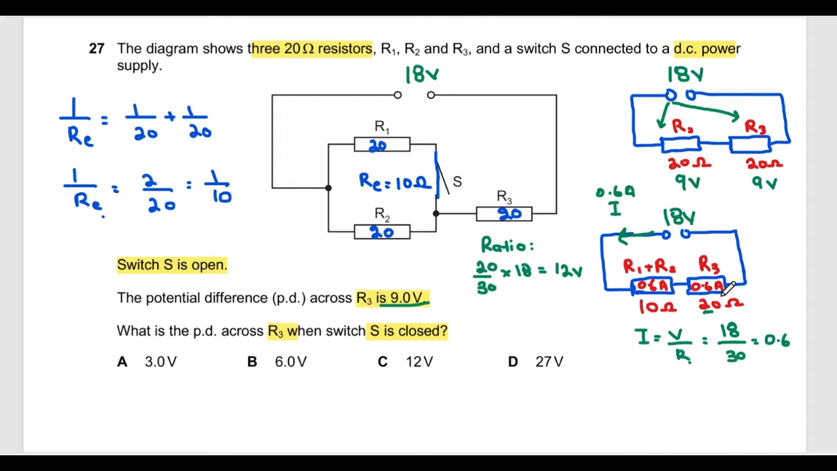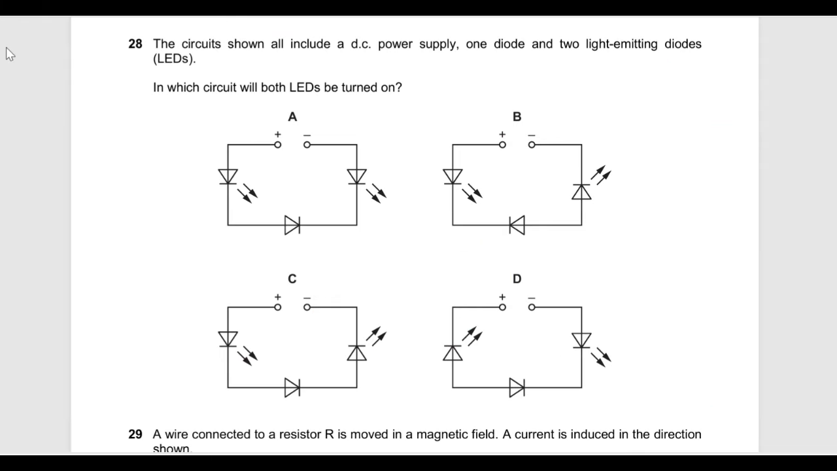Now to get the voltage across R3, again I can use Ohm's law because I have the current and resistance. So V equals to IR. I is 0.6 and R is 20. Multiplying both, the voltage would be 12 volts again. So option C is correct. You can use either method.